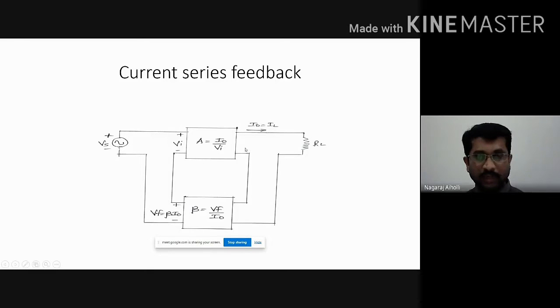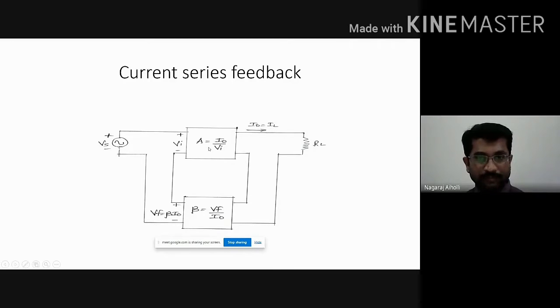Current means the output current is tapped from the output of the amplifier and applied as input to the feedback. Series means the output of the feedback is in series with the input. You can see here positive is connected to negative and negative to positive. They are in series, and hence it is called a current series feedback amplifier.